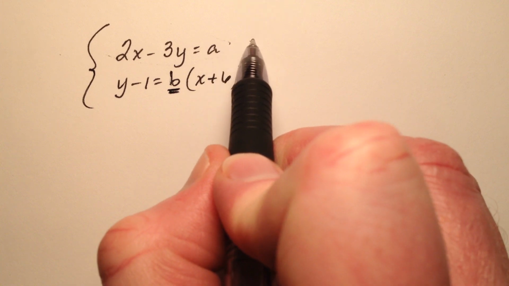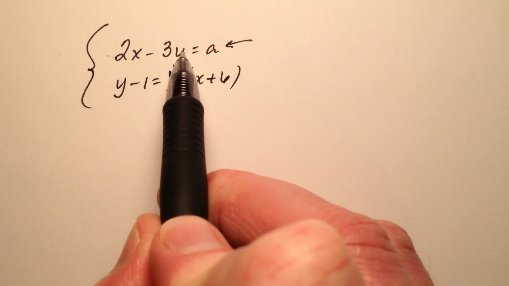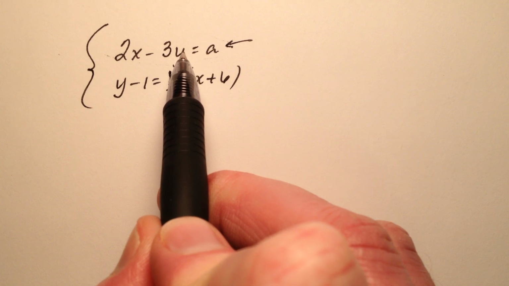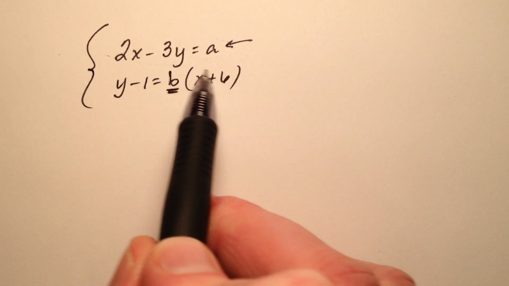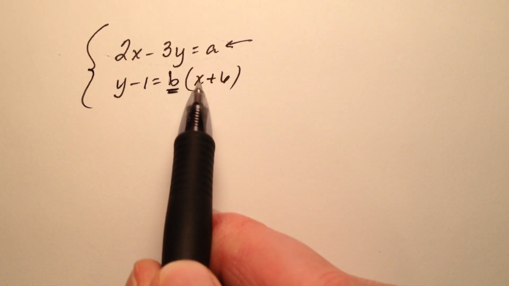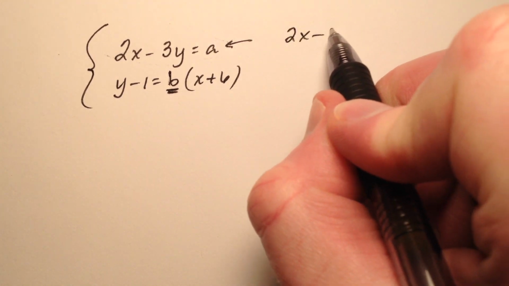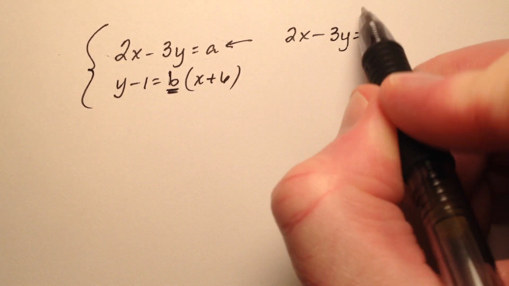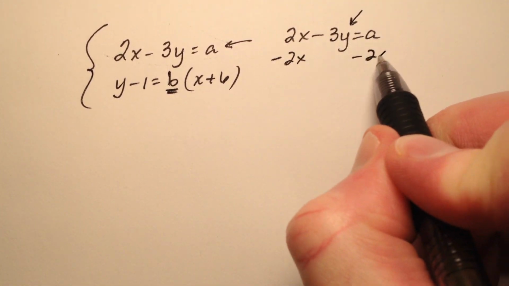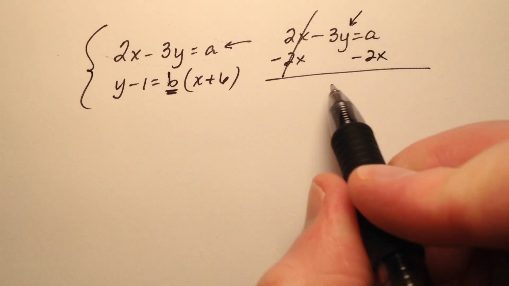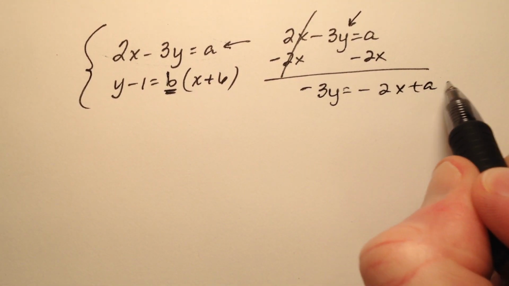And the b value right here is going to be the slope. So if I take the first equation and I solve for y and put it in slope-intercept form, or y equals mx plus b, I can look at that m value, know that's the slope, and then realize that both of these lines have the same slope. So let's go ahead and start and see what that looks like. So 2x minus 3y equals a. In order to solve for y, the first thing I'm going to do is subtract 2x from both sides. So I have negative 3y equals negative 2x plus a.